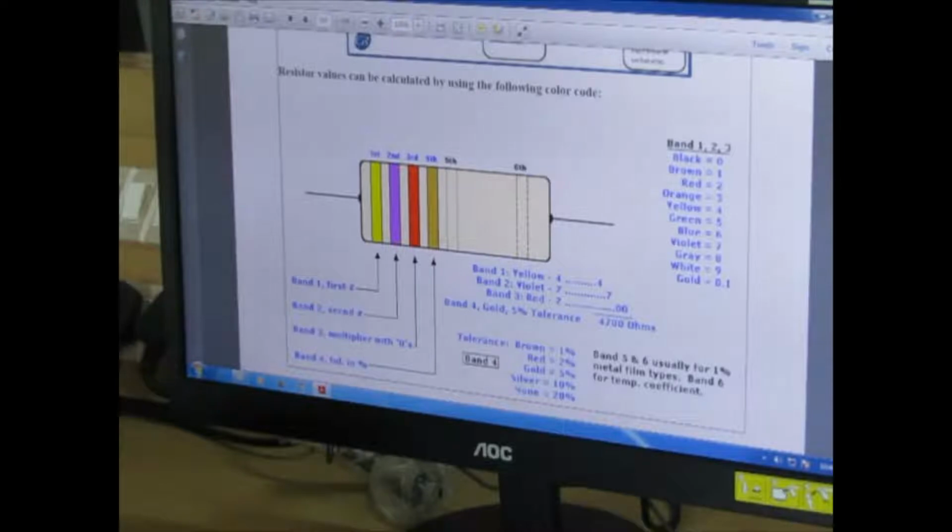This is what we call the color band theory, or you can say color code theory, in which there will be band 1, band 2, band 3, and band 4. Within that, band 1 represents the first color, band 2 the second color, the third will be the multiplier, and the fourth one is the tolerance.